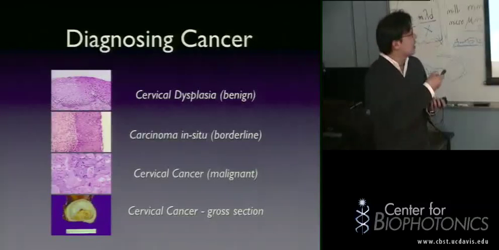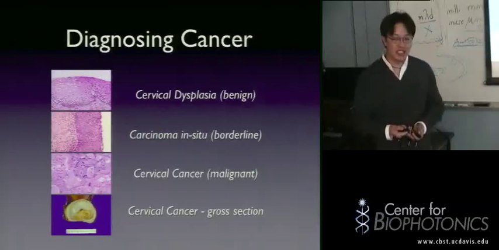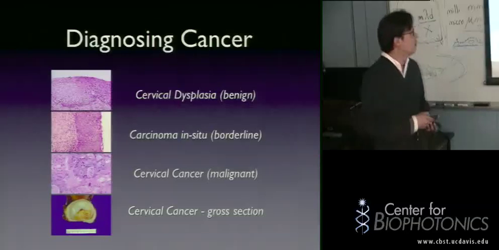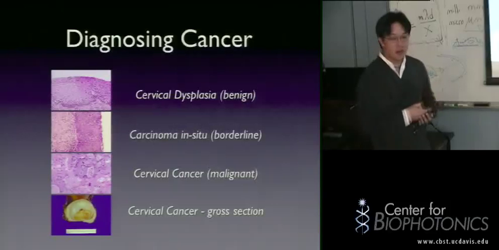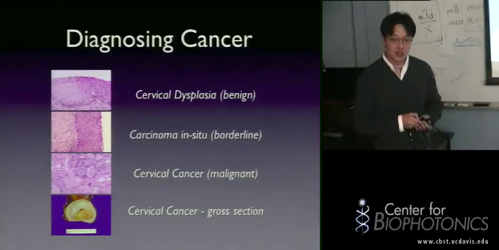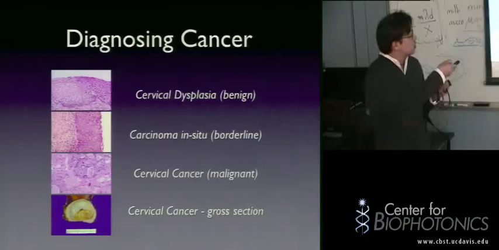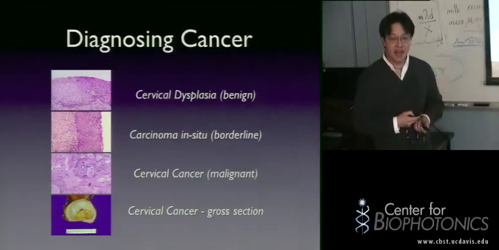And the reason for that is because diagnosing cancer is actually extremely difficult. If I were to show you, these are 3 different microscopic views of tissue. This is cervical tissue, and it shows the different sorts of pathologies that can happen in the tissue.